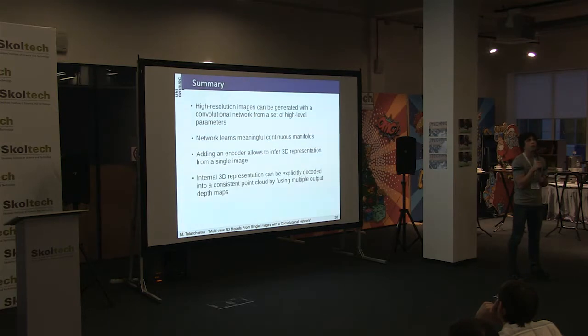Okay, to sum it up, I've shown that it is possible to generate high-resolution images of objects with a convolutional network from a set of high-level descriptions of those objects, and that the network does not merely learn the objects by part, but it actually learns some meaningful continuous manifolds that can be traversed. Then we can enhance this network and add an encoder, which allows us to infer 3D representations of objects from their single images, and finally this internal 3D representation can be made explicit by predicting depth maps and fusing those depth maps from multiple output viewpoints into a single point cloud.